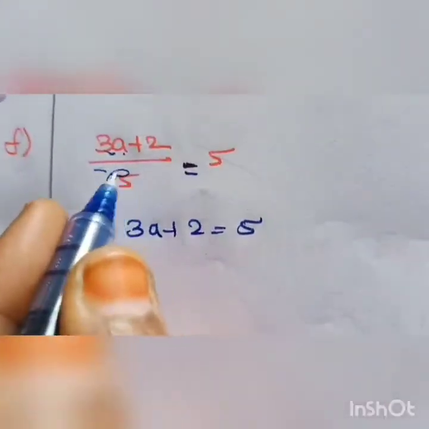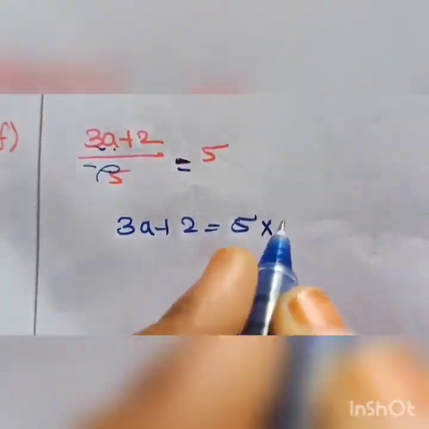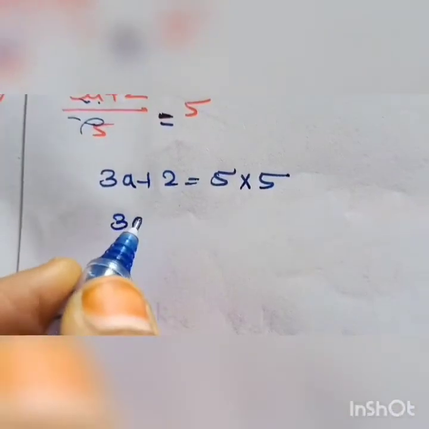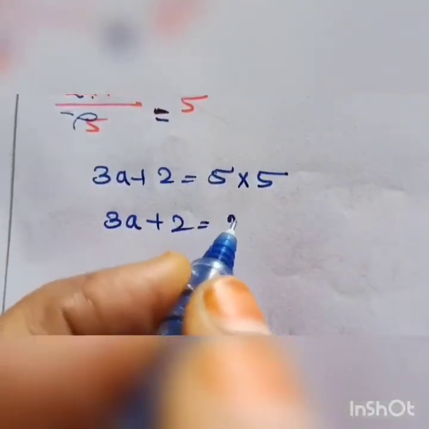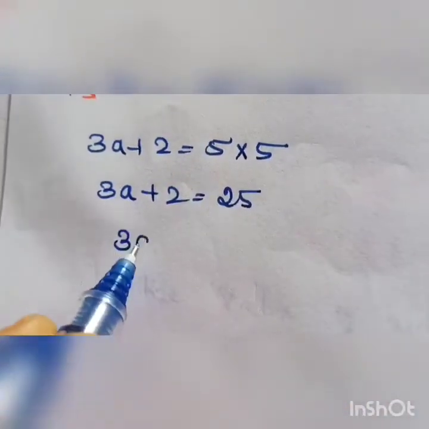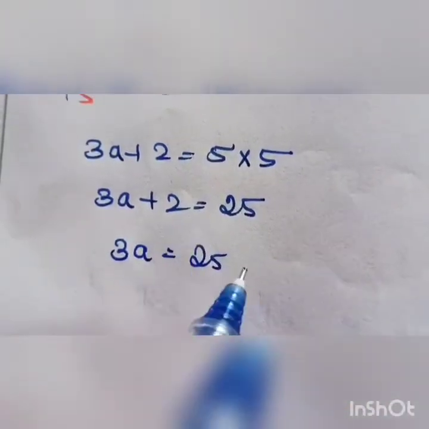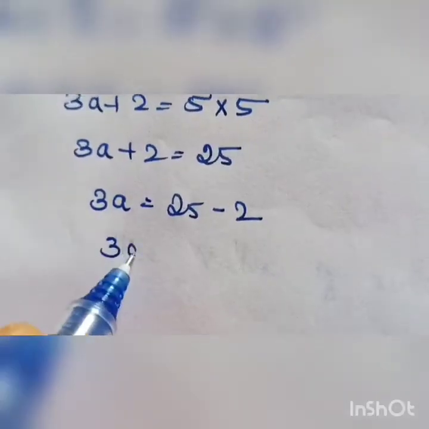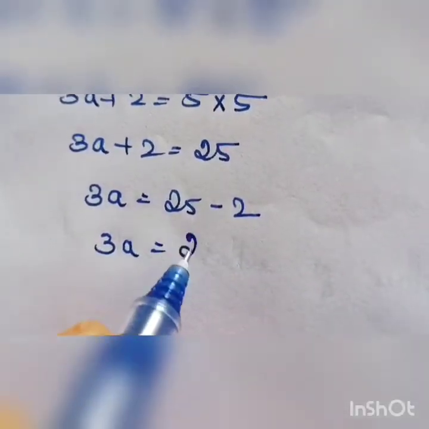Divide 5, if you move it to the other side, becomes into 5. So simplify that: 3a plus 2 equal to 5 fives are 25. Now the constant term we have to move to the other side. So 3a equal to 25, plus 2 becomes minus 2. So 3a equal to 25 minus 2, which is 23.